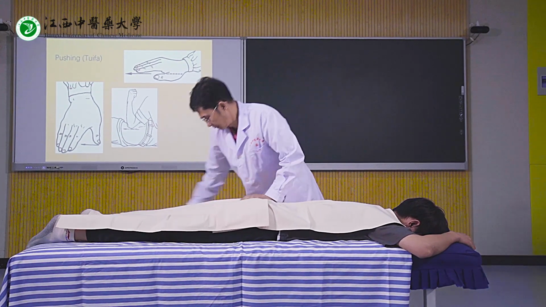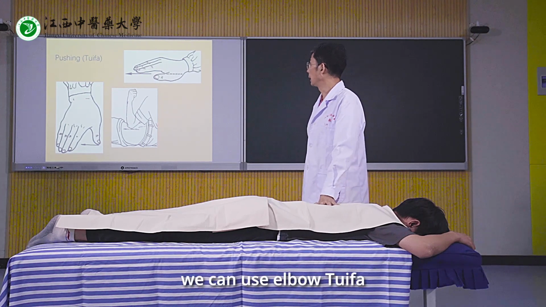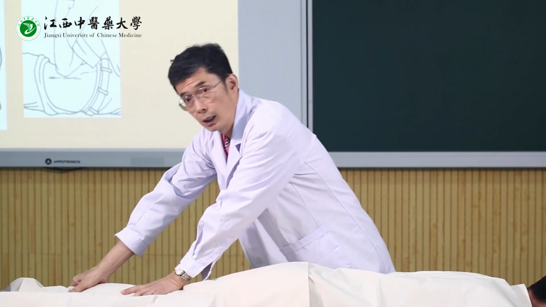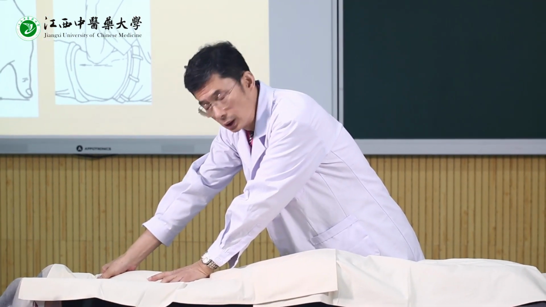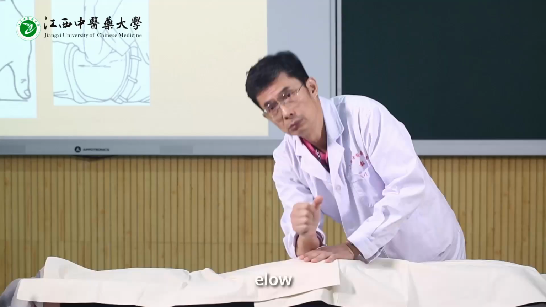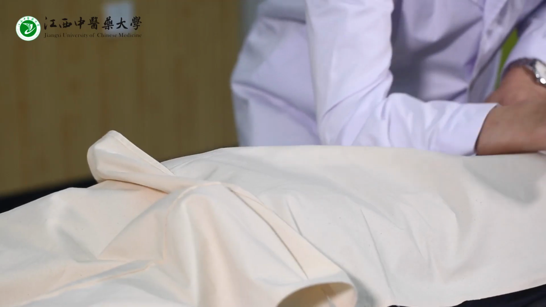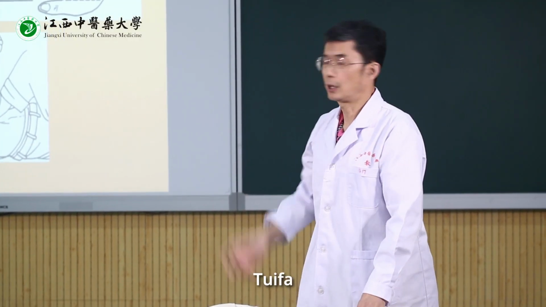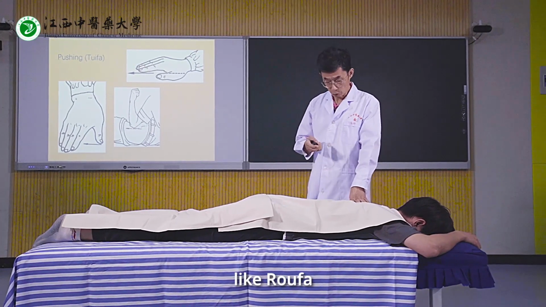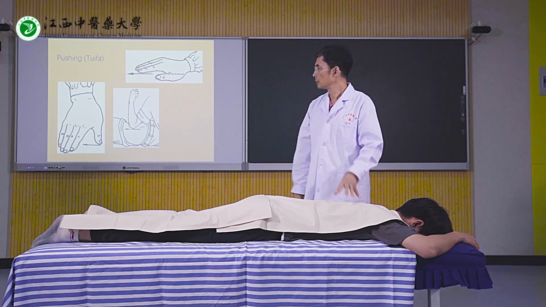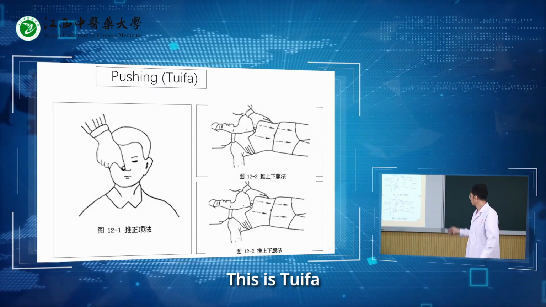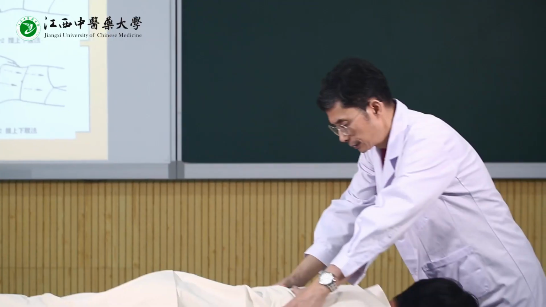推法. There are different kinds of 推法. Also, we can use elbow 推法. We can use finger 推法, for example, one finger, whole palm, whole hand, or elbow 推法. Of course, 推法 is based on sufficient pressure, like 滚法, like 揉法, we also need enough pressure. Also this is 推法, a 推 with both hands, see, like this, both hands.